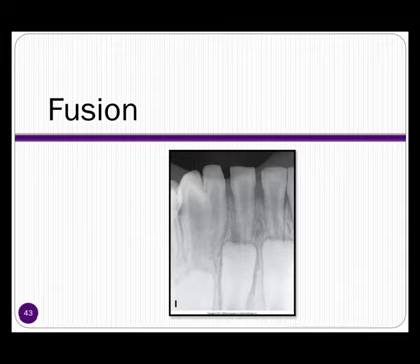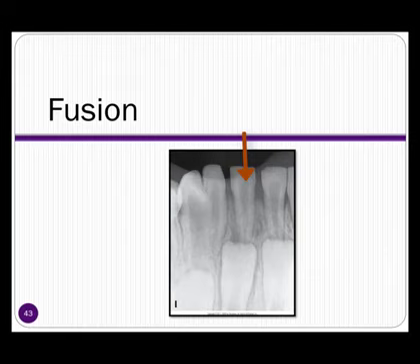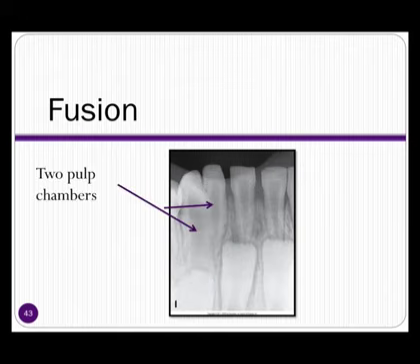Here we have an x-ray of the lower anterior. These are primary teeth, and here are the permanent teeth still forming in the jaw. This is a central incisor, and these are the lateral and canines, which have fused together. So if you note, there are two crowns separated with a groove, just like in gemination, but with fusion, there are two roots, there are two pulp chambers, unlike gemination where there's only one root and one pulp chamber.